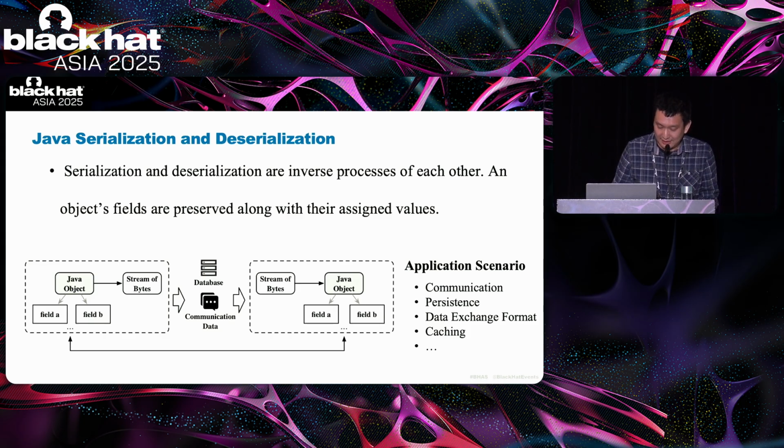Basically, as you can see here, we have a Java object. It may have several fields like A and B. In order for the Java object to be communicated from one end to another, for example from a server to a client, the Java object needs to be serialized into a stream of bytes. This will be communicated through some channels, for example HTTP or TCP channels, and then the stream of bytes is going to be deserialized into the object itself, containing exactly the same field A and field B. So this is called Java serialization and deserialization.